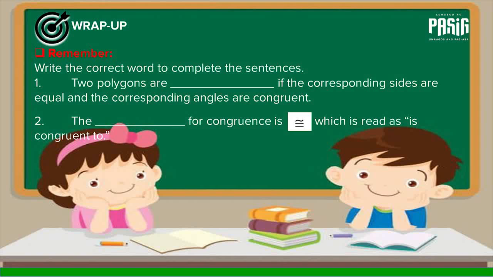Let's answer the wrap-up. Remember, write the correct words to complete the sentences. 1. Two polygons are blank if the corresponding sides are equal and the corresponding angles are congruent. And the correct answer is congruent. Number 2, the blank for congruence is congruent, which is read as is congruent to. And the correct answer is symbol.